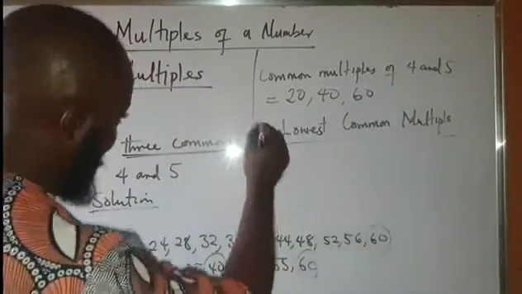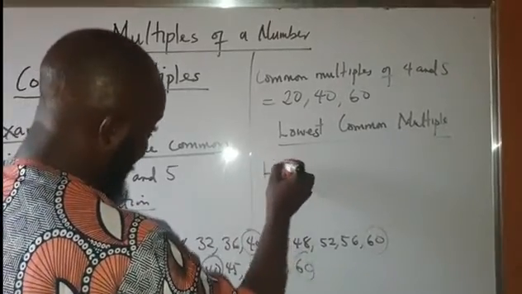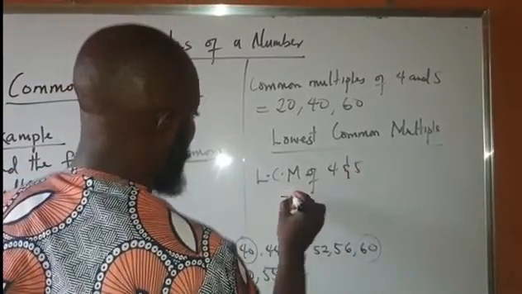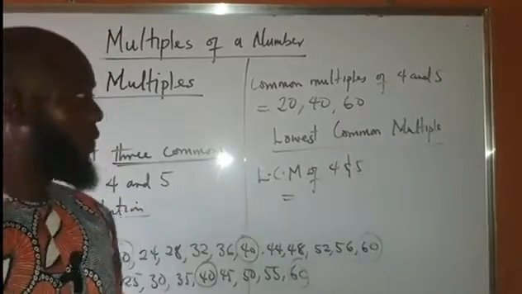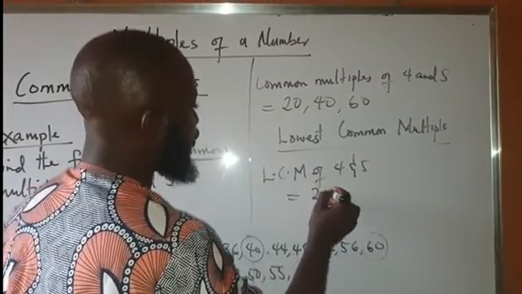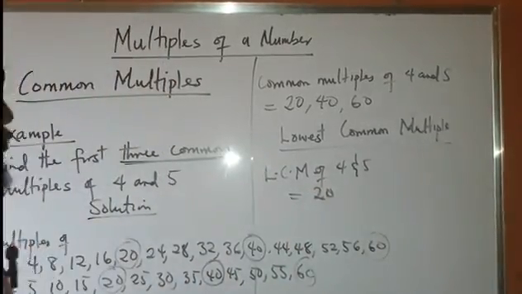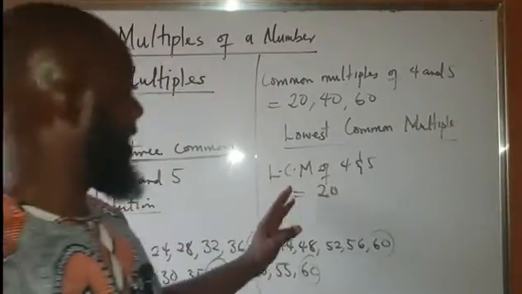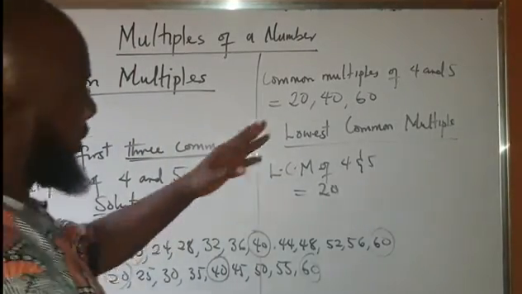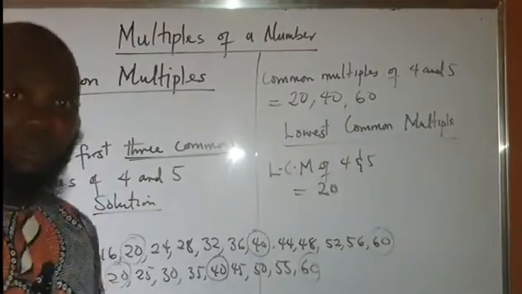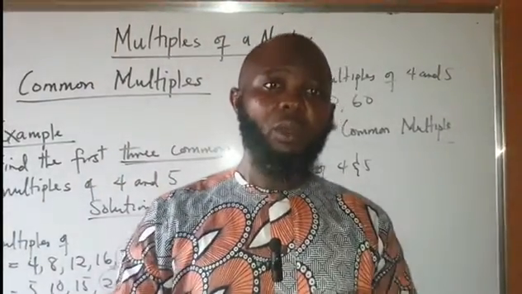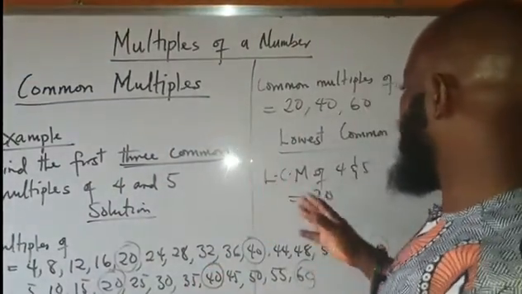So LCM of 4 and 5 will give us, among these three common multiples that we have, which one is the smallest? That is what? 20. 20 is the smallest common multiple between 4 and 5. That is LCM of 4 and 5 is what? 20. So that is the basic understanding of common multiples and LCM. So this is where we're going to stop here. In the next video, we look at some other methods of calculating lowest common multiples.